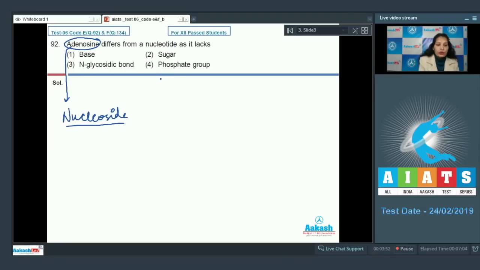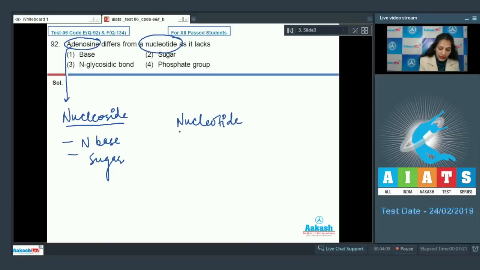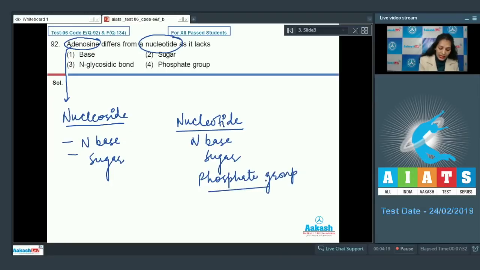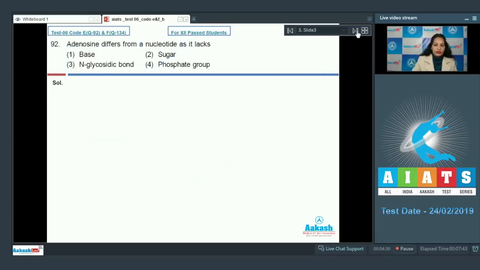And how does a nucleoside differ from a nucleotide? A nucleoside contains only a nitrogenous base and a sugar, but a nucleotide contains a nitrogenous base, sugar and a phosphate group. So nucleoside lacks a phosphate group which is present in the nucleotide. So the correct option for the given question is option number 4. Let's move to the next question.